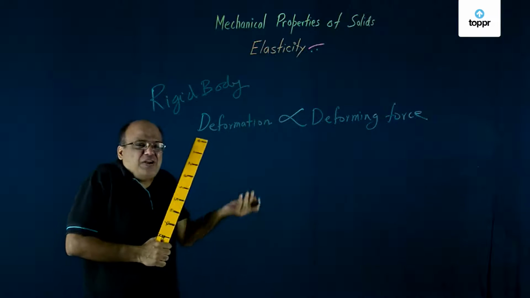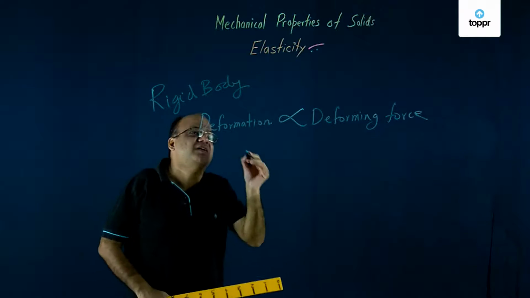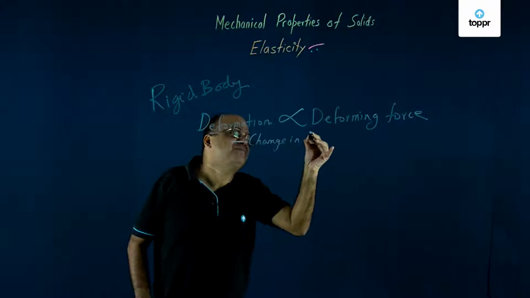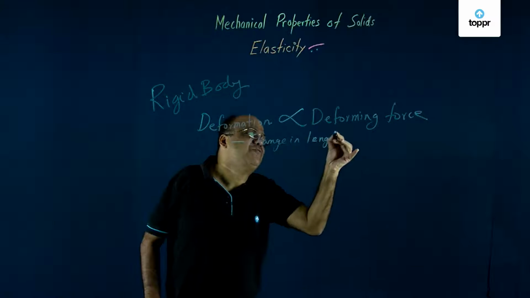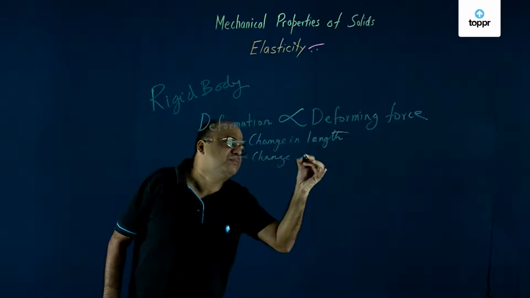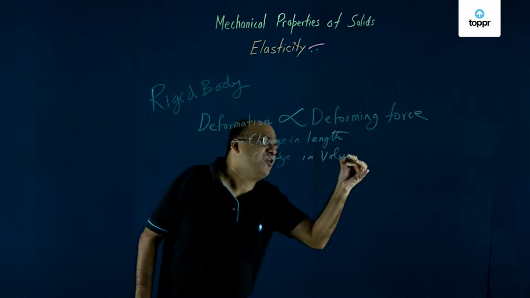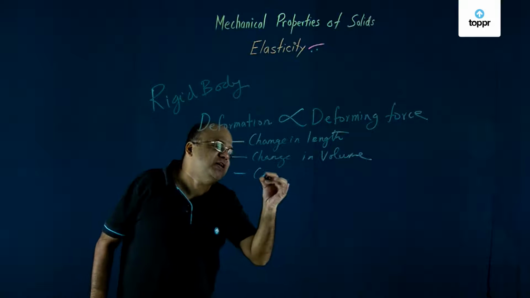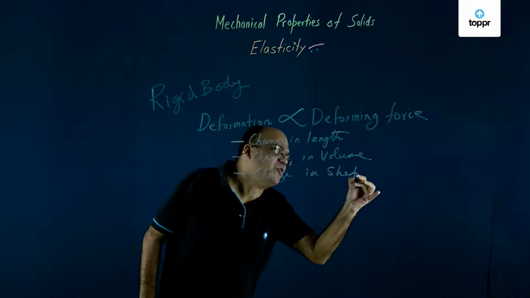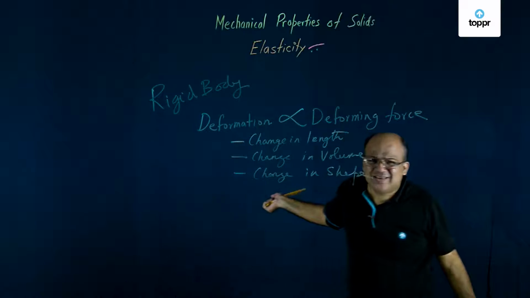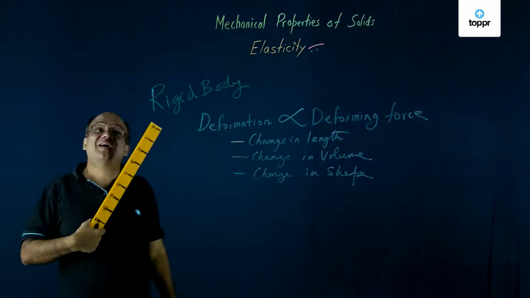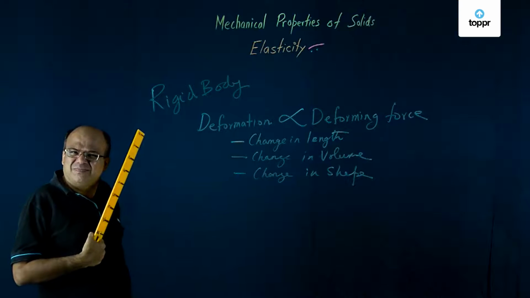Right? Now, deformation can be of three types. Deformation can be due to change in length. Deformation can be due to change in volume. Deformation can also be due to change in shape. So these three kinds of deformations are possible. Right? And this deformation is proportional to the deforming force.